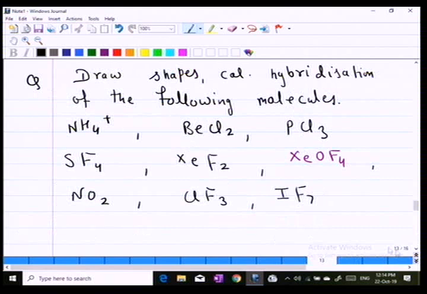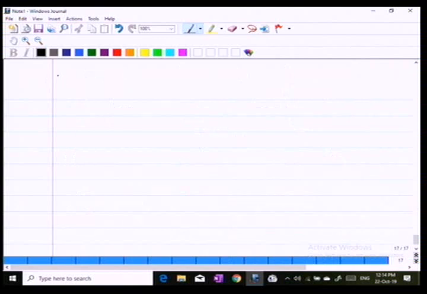Next is NO2. Guys, we can't draw the NO2 by the use of this theory because it will contain an odd number of electrons. So we can't draw it. Let's move on to the ClF3.